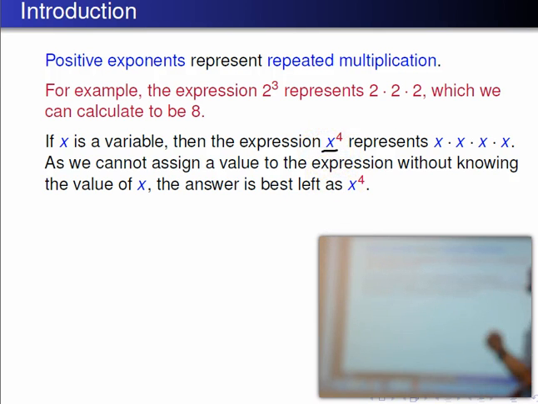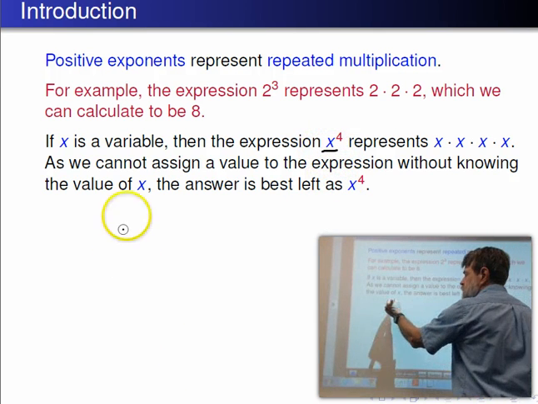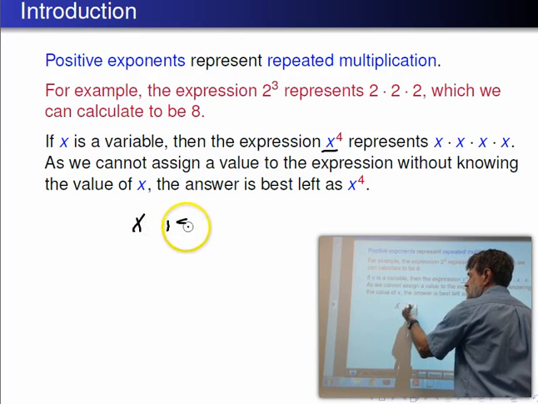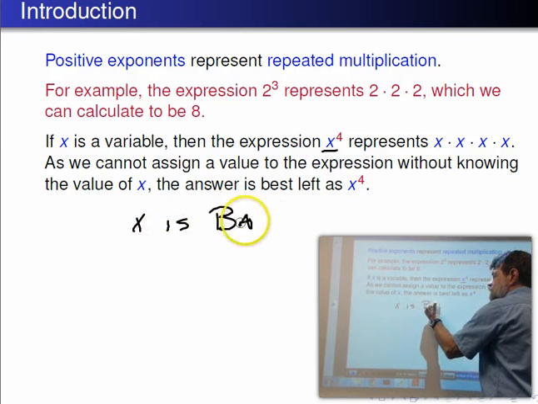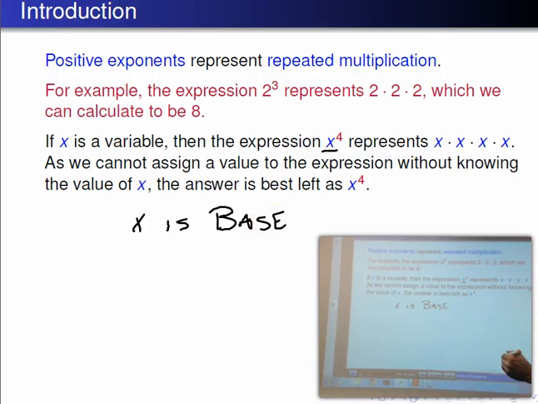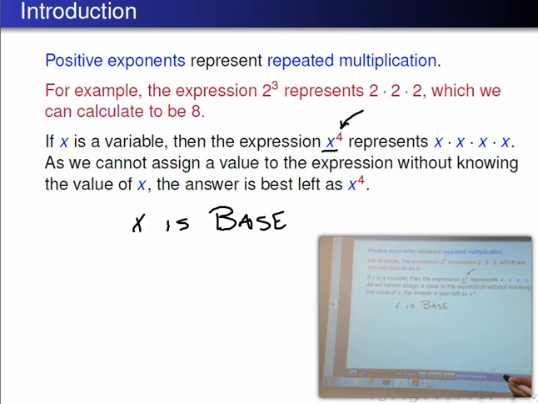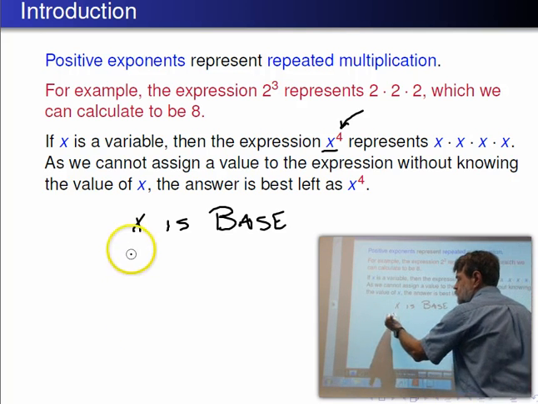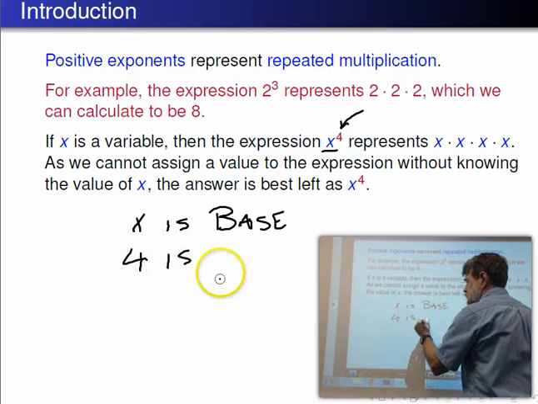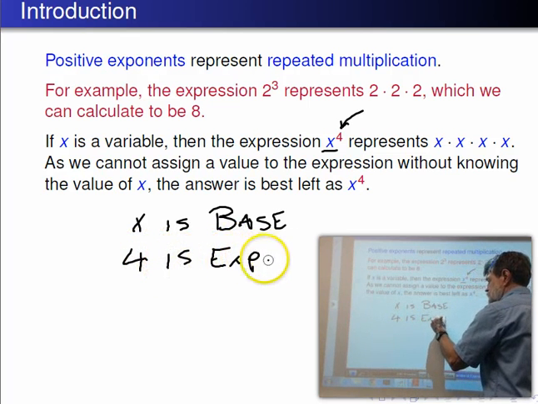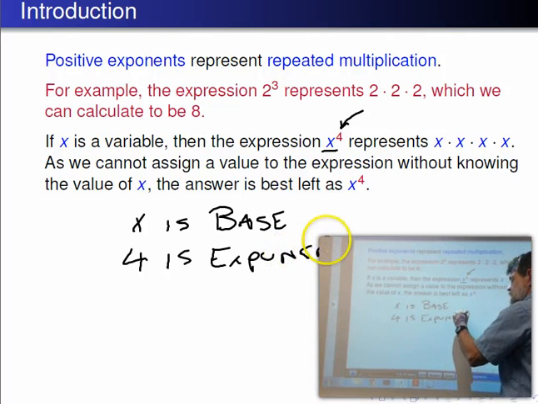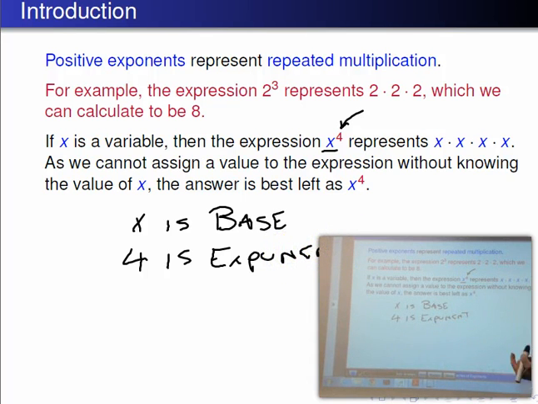x is the quantity we want to multiply by itself, and so in this example, x is the base. We want to multiply that base by itself 4 times. And so we put 4 at the upper right of the variable there. And 4 is the exponent.